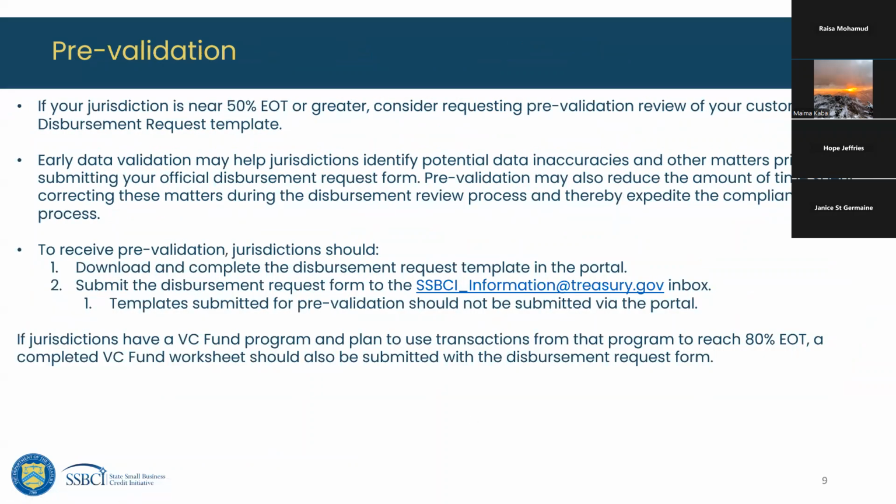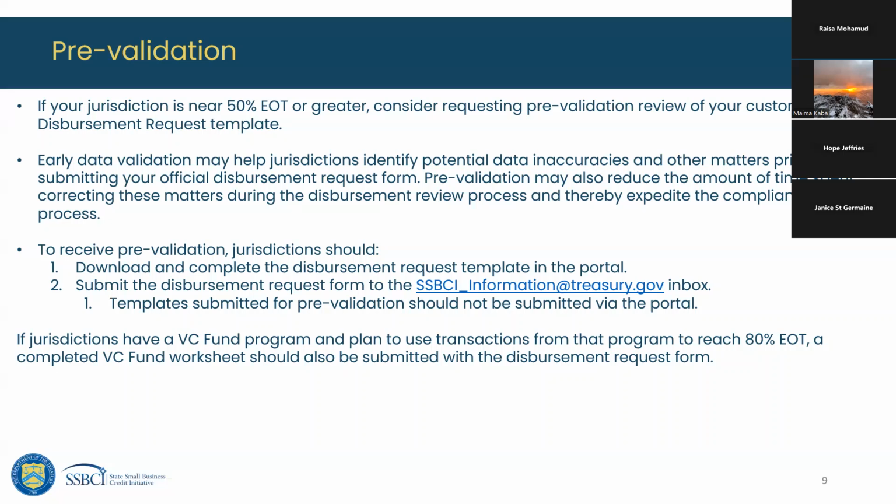All right, another thing that we're offering that Mamba had mentioned earlier to also expedite the disbursement request process is early data validation. If a jurisdiction is approaching or is near 50% EOT, you should consider requesting pre-validation of your data. That will take that chunk I mentioned where we go through your disbursement request form. If it's already been pre-cleared, it will really reduce the amount of time it takes for the disbursement request process, and that obviously means you'll get your money a little bit sooner. The early validation is going to help identify potential data inaccuracies and other matters on your disbursement request form.